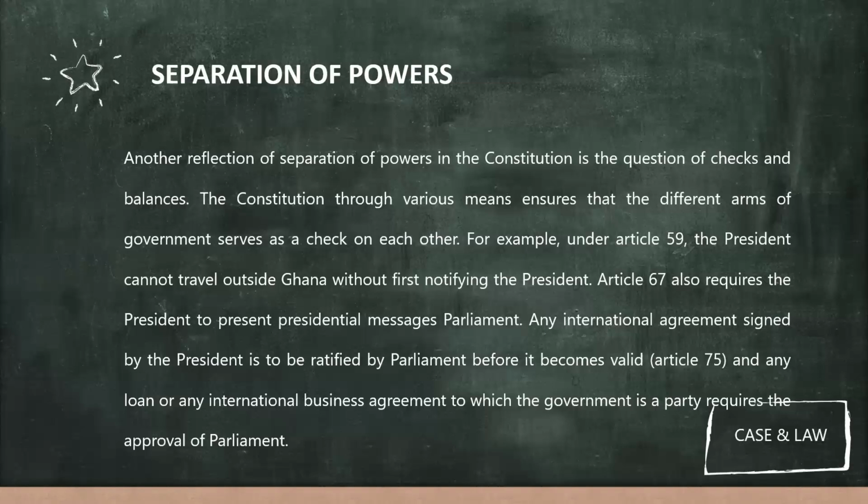And again, we see under Article 67, where the president is also required to give a presidential message to parliament every year. So, the State of the Nation address. So it means that every year the president is required to go to parliament and tell them what they have been up to. Then again, if the president or the executive is entering into an international agreement, it is required that such agreements are ratified by parliament. So if parliament does not ratify it, then it does not become a law.